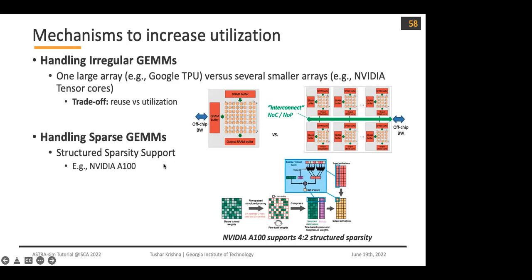For sparsity, there's structured sparsity support that's already been added in GPUs, like NVIDIA's A100 is an example, and unstructured sparsity support is also something a lot of custom accelerators have talked about. Almost every sparse accelerator talk that you'll hear at ISCA is probably going to be on unstructured sparsity, right? So it's a very, very active area of research.